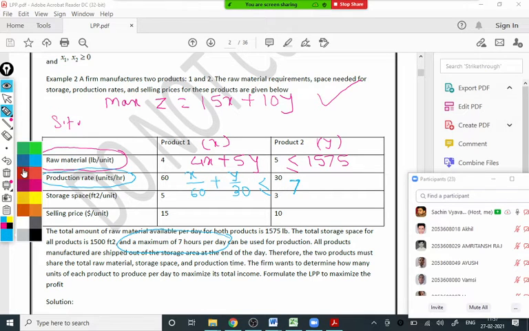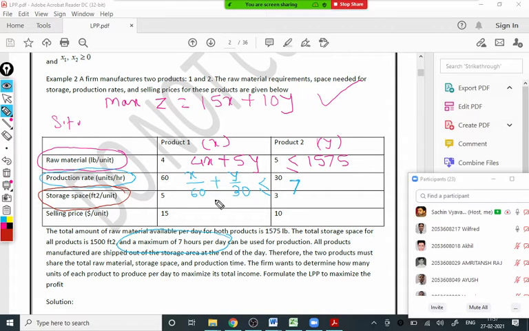Third constraint. Next constraint is on the storage unit. 5x plus 3y should be less than or equal to 1500. Yes, 1500. Very good. So this is the straightforward one. We have a storage constraint: 5x plus 3y should be less than or equal to 1500. And what is missing then? Last part?